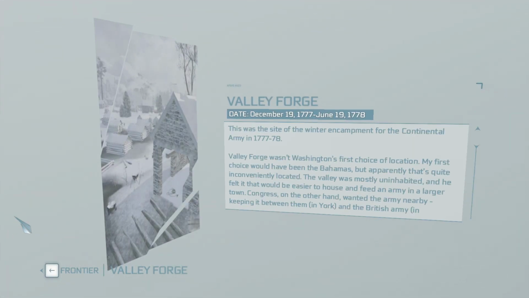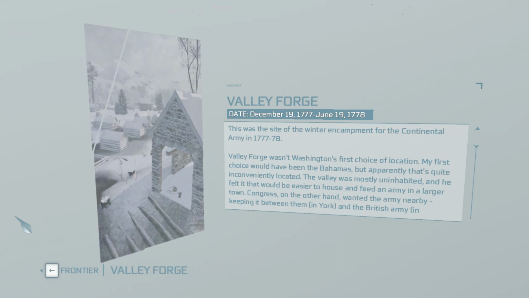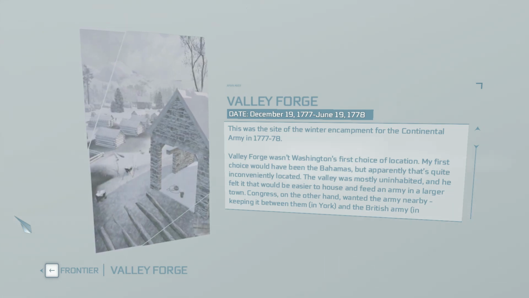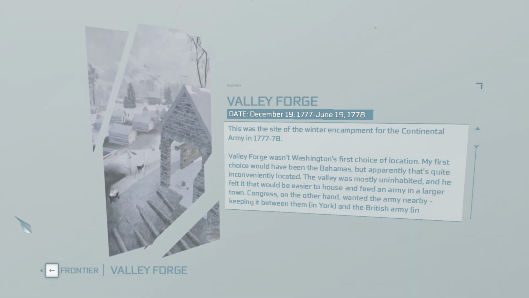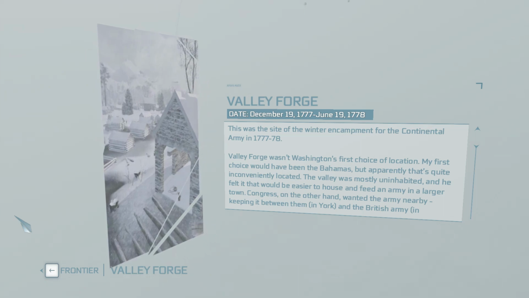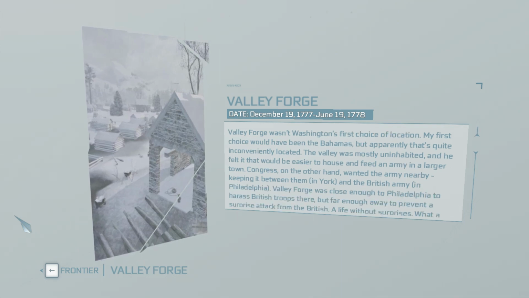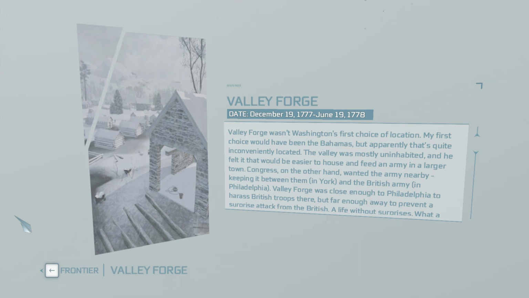Next up, we have Valley Forge, date December 19th, 1777 to June 19th, 1778. This was the site of the winter encampment for the Continental Army in 1777 and 78. Valley Forge wasn't Washington's first choice of location. My first choice would have been the Bahamas, but apparently that's quite inconveniently located.